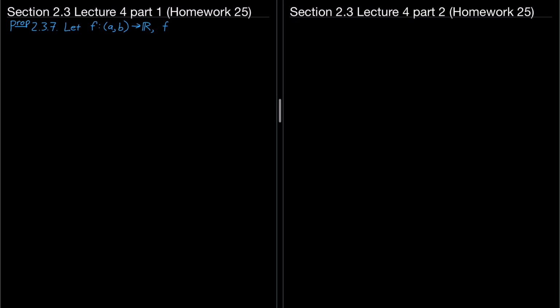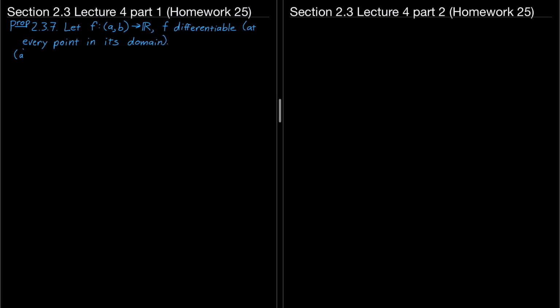But we need f to be differentiable. And if I just say differentiable, it's like if I just say continuous, it means differentiable at every point in its domain. So just differentiable means differentiable everywhere.